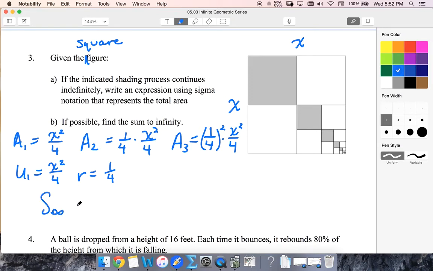So sum to infinity, u1 divided by 1 minus r, x squared over 4 divided by 3/4, x squared over 3. So the sum of all these gray boxes is going to end up being a total of 1/3 of the original area. So no matter the size of the square I start, if I continually fourth it and add up all those areas, I end up with 1/3 the size of the box. Super cool.